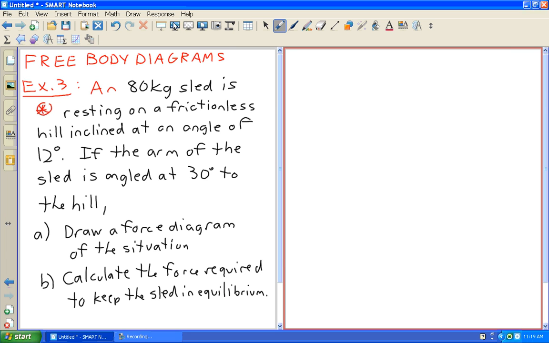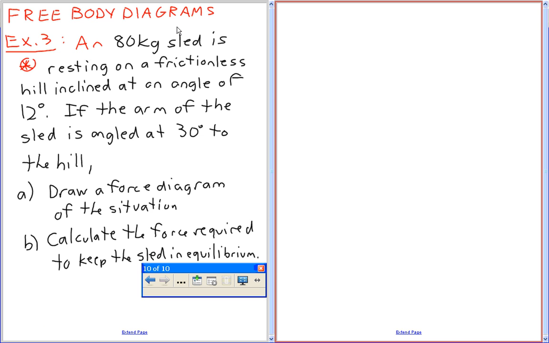The key to this question, there's a few keys to this question. We're going to draw the force diagram first. Please, we're going to draw the force diagram of this first. The key is the second part, which says we have to keep it in equilibrium. What does equilibrium mean? Non-moving, stationary, the net force is 0.